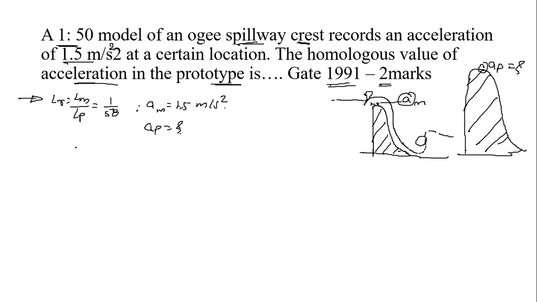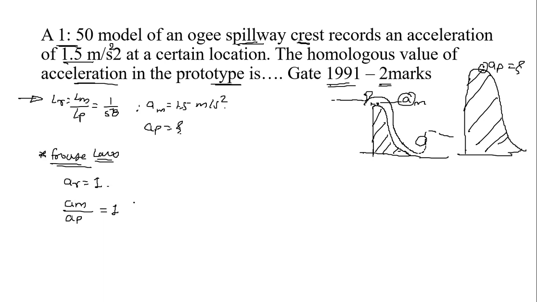So what is that? By Froude law. Here the law which will be used, that will be the Froude law. And as per the Froude law, acceleration scale ratio is 1. So acceleration scale ratio क्या करेगा? Acceleration in a model at a particular point divided by acceleration in a prototype at a particular point is equal to 1.